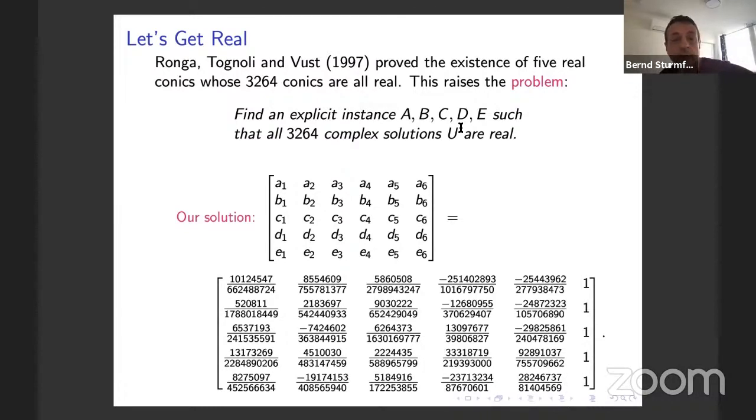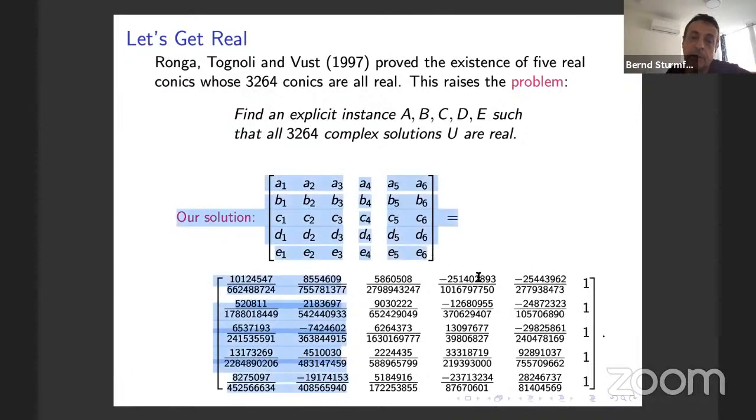Now, this proof was a theoretical proof, but this raises the question, can you find an explicit instance of given conics, capital A, B, C, D, E, such that the solutions are all real? And we described such an instance in our paper, and here's the solution. So here is the coefficient matrix. You choose the coefficients to be these relatively friendly rational numbers. The constant term is normalized to be 1. So this is a system of 5 conics in the plane. And I claim, and I'll show you the proof in a moment, that for this particular instance of our problem, all the solutions are actually real. All complex solutions are real.